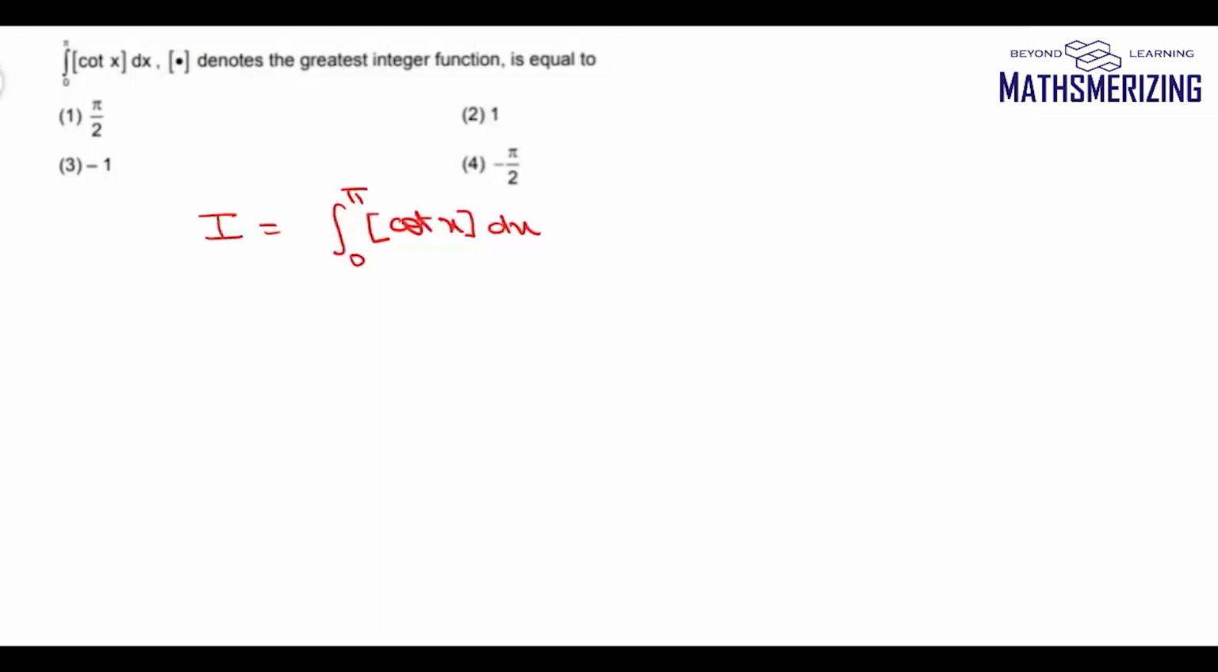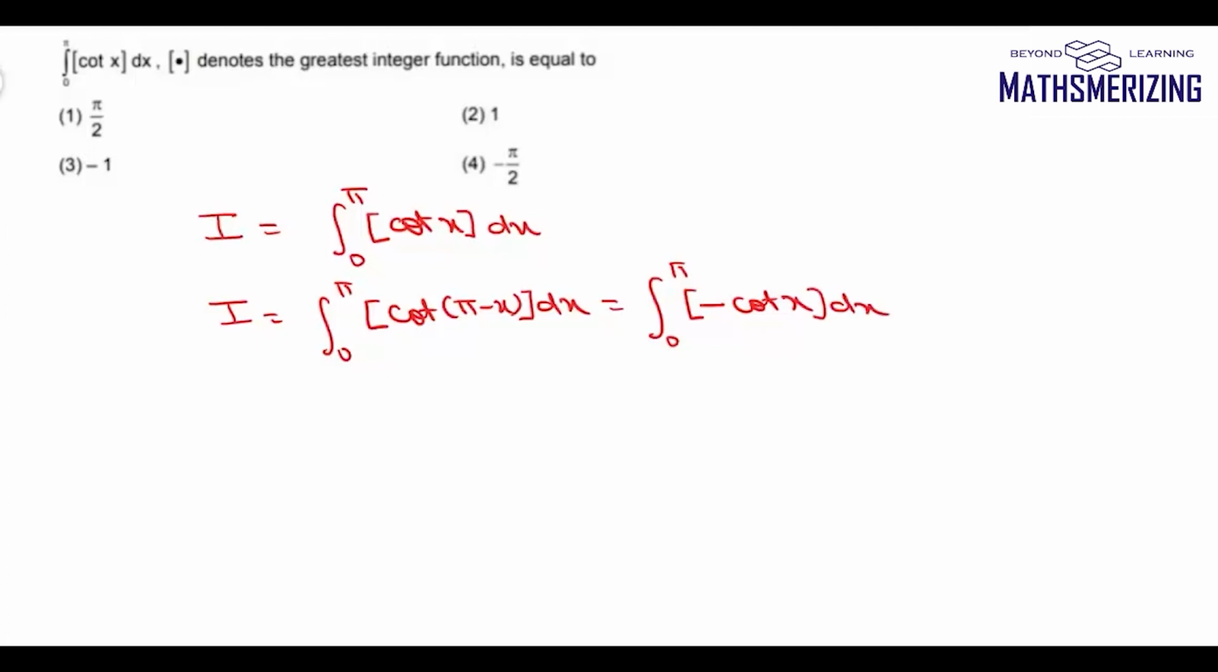So I'll use the property of definite integrals, which is integral from 0 to a of f(x) is the same as integral from 0 to a of f(a minus x). So I'll replace x with pi minus x. So I'll write integral from 0 to pi of the greatest integer function of cot(pi minus x) dx. Now cot(pi minus theta) is minus cot theta. So I can write it as from 0 to pi, of the greatest integer function of minus cot x dx. Now I'll add the two integrals.